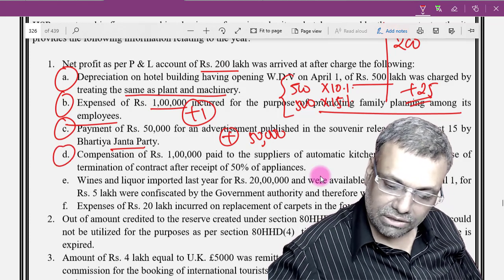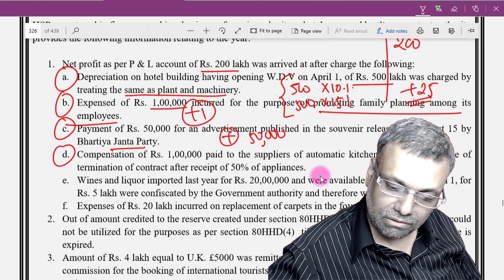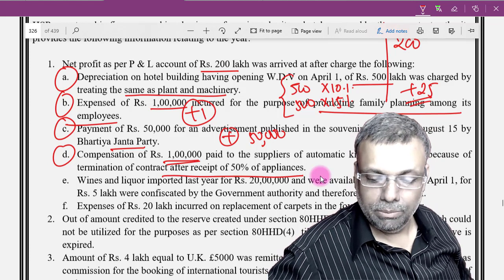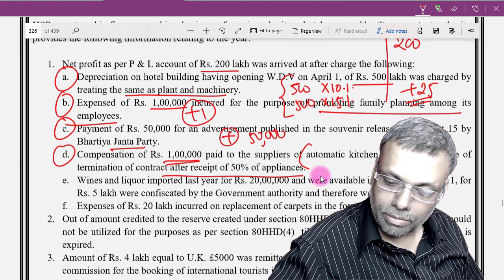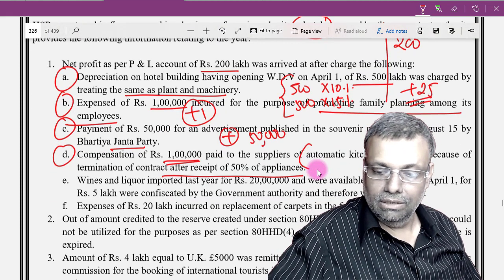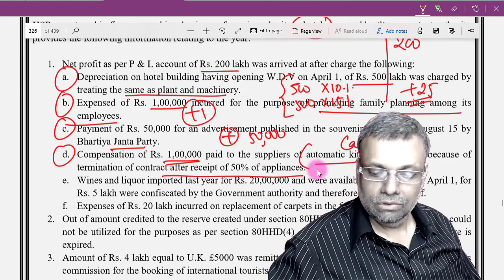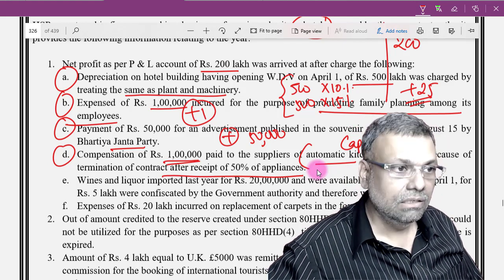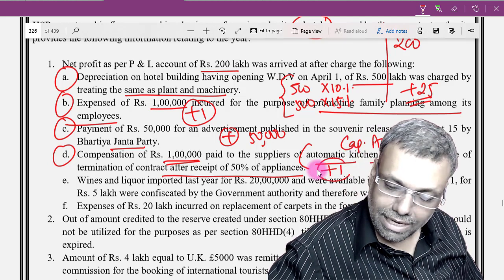Point number D. Compensation of 1 lakh paid to the supplier for automatic kitchen appliances because of termination of the contract after receipt of 50% of the appliances. So 1 lakh has been paid for the termination of the contract for the automatic kitchen appliances. See, what is your business? You are running hotels. So in a hotel, automatic kitchen appliances are going to be a capital asset. You have terminated a contract, that is okay, but it was a capital contract, and that is the reason this 1 lakh rupees, which is for the termination of a capital contract, will become a capital loss, and therefore add 1 lakh rupees.